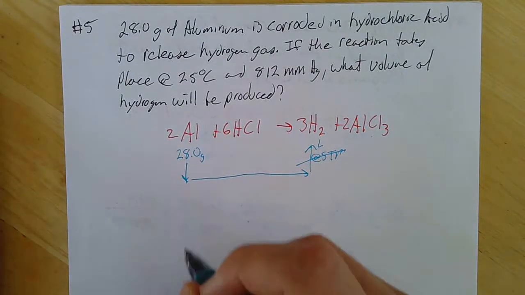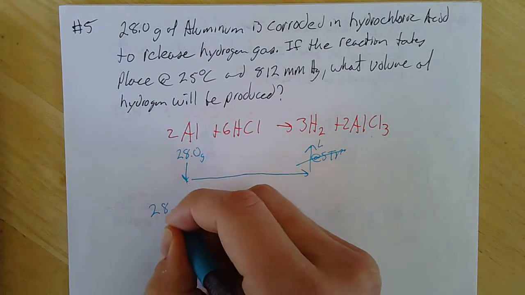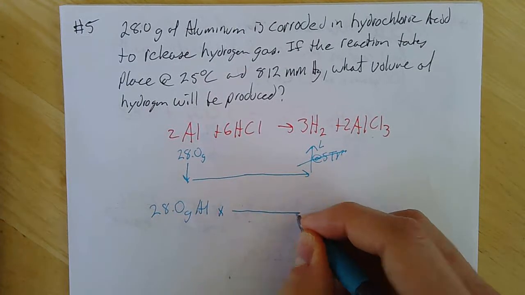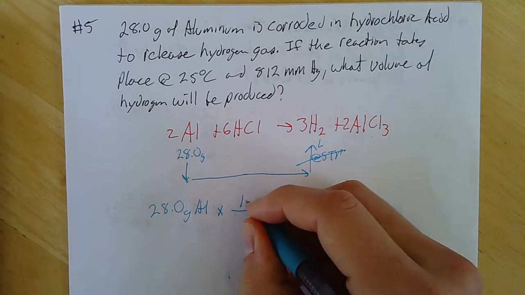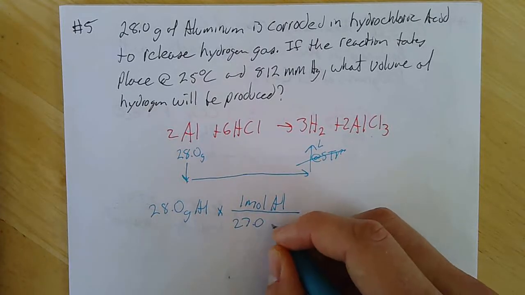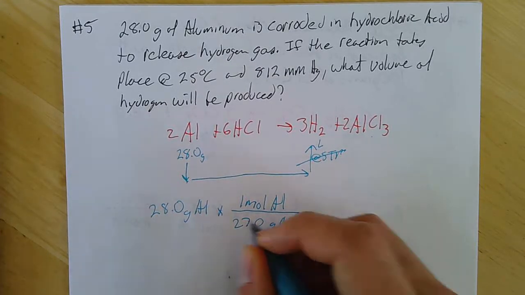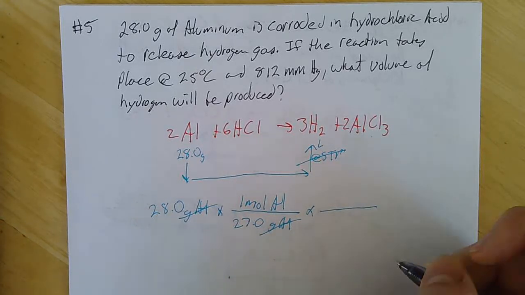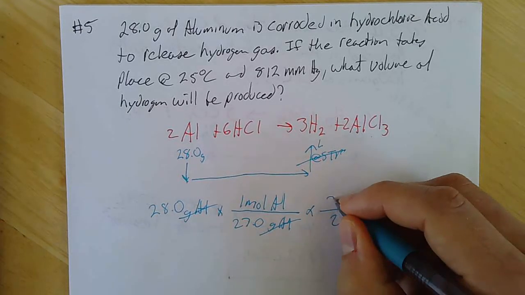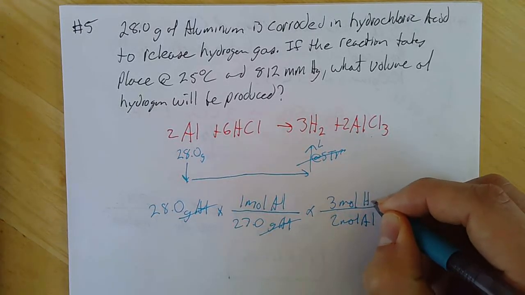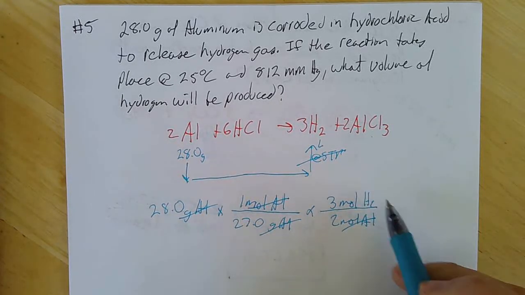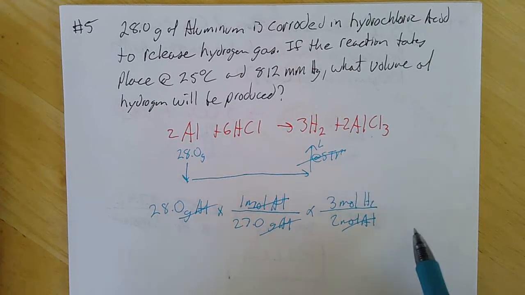So we're going to do our stoichiometry. We have 28.0 grams of aluminum, and our first step is 1 mole of aluminum is equal to 27.0 grams of aluminum, so grams of aluminum cancel. We do our mole to mole step, so we have 2 moles of aluminum, and on top we have 3 moles of hydrogen gas. We have to stop right there because the only other ratio we have to get to liters is if we're at STP and use the 22.4.